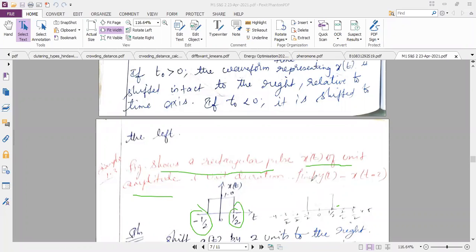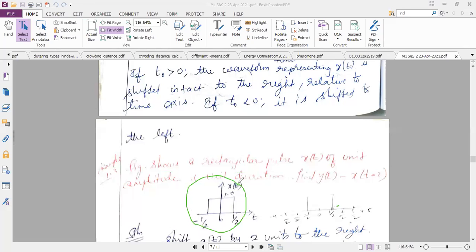So they are asking: find y of t is equal to x of t minus 2. This is the question. So as per this question, it is a pulse. You know what is the meaning of pulse? Pulse means you will be having only one waveform around the origin along the y-axis.